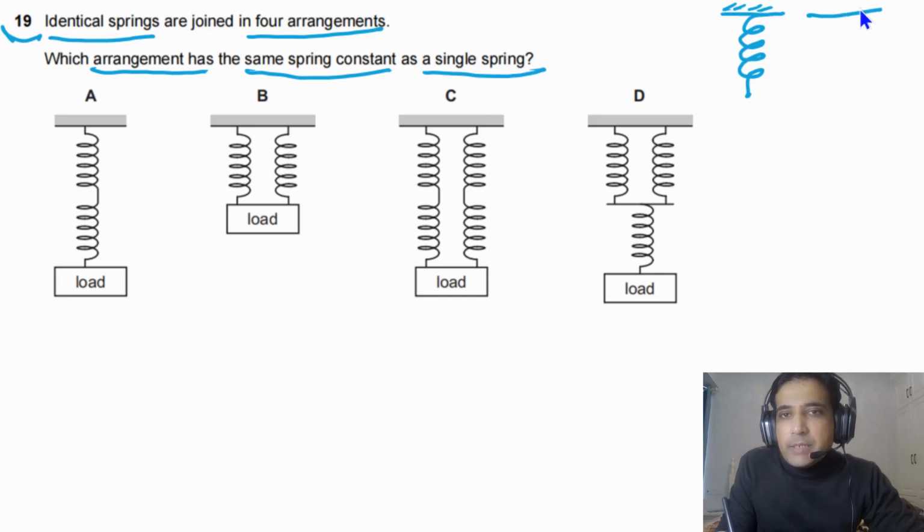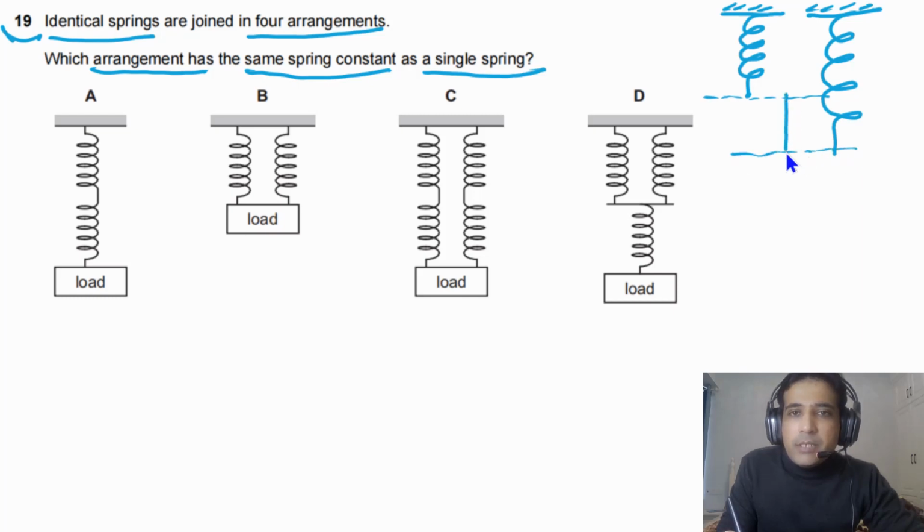And let's say we apply force on this single spring and it is extended by a certain amount. Extension in this one, let's say, is equal to X after applying force F. And let's say the spring constant of this one is K. Now we need to look at the given options.